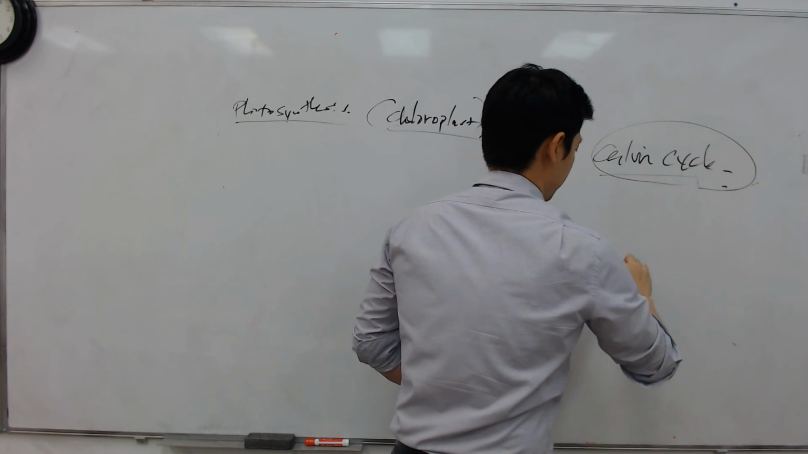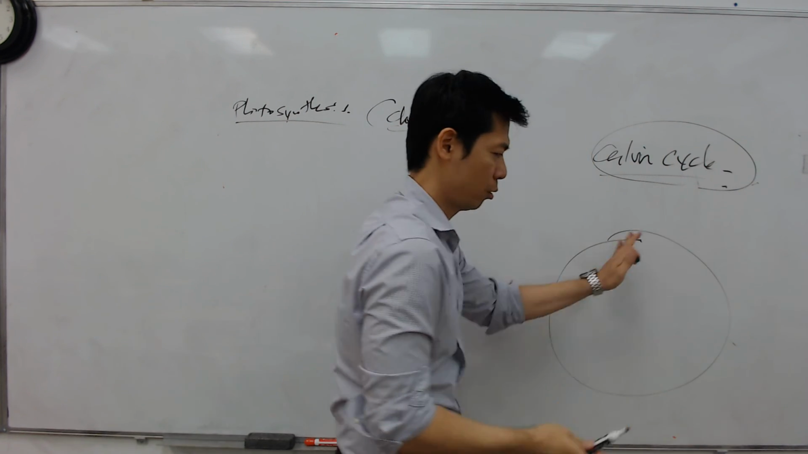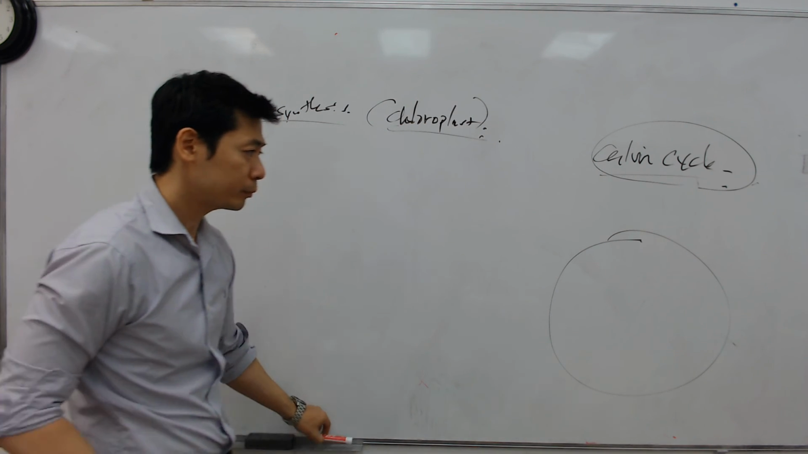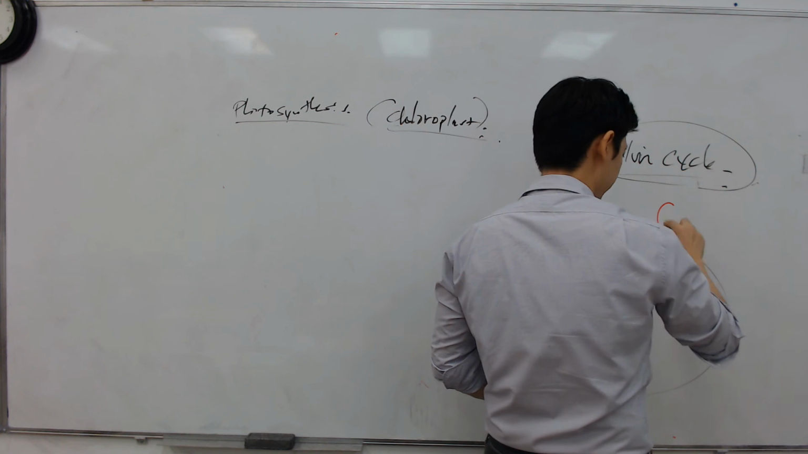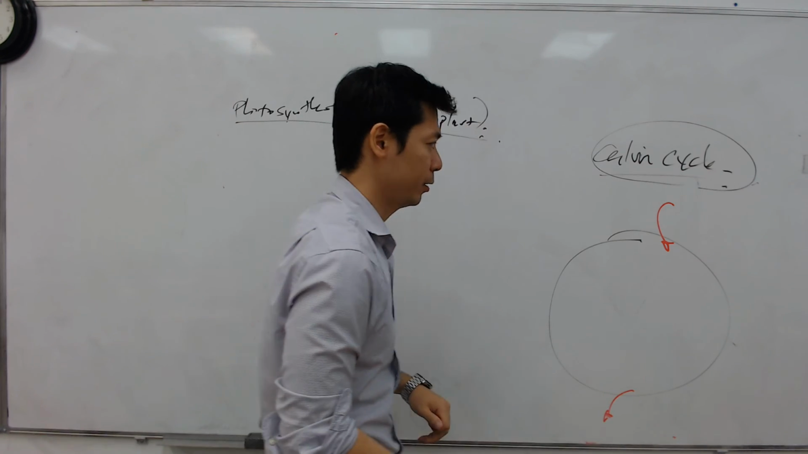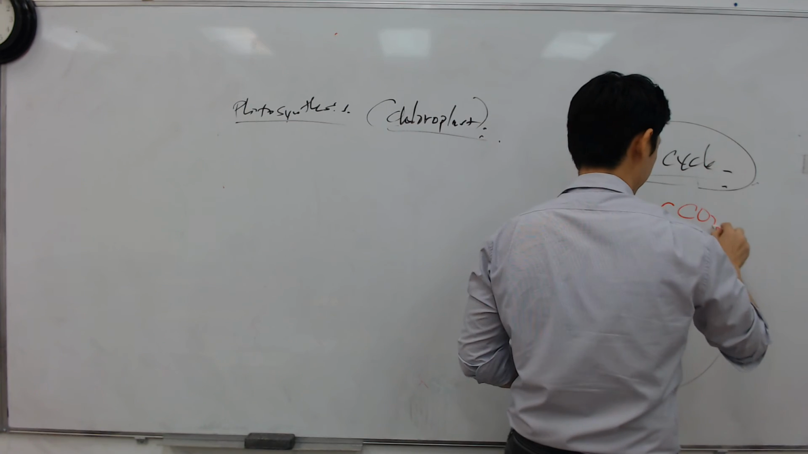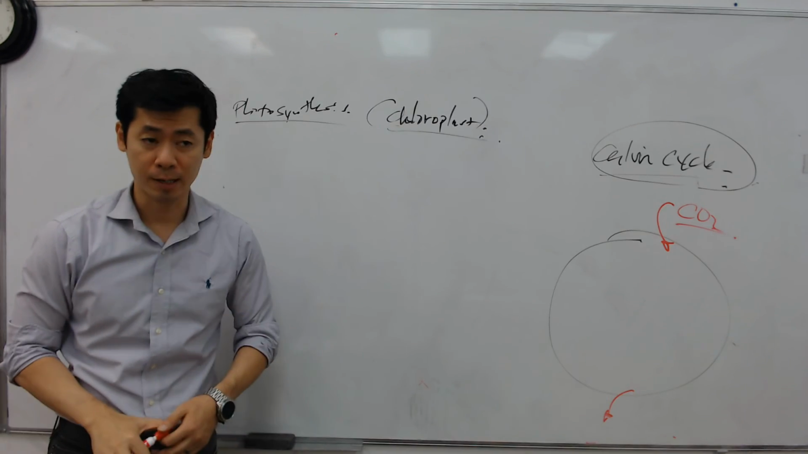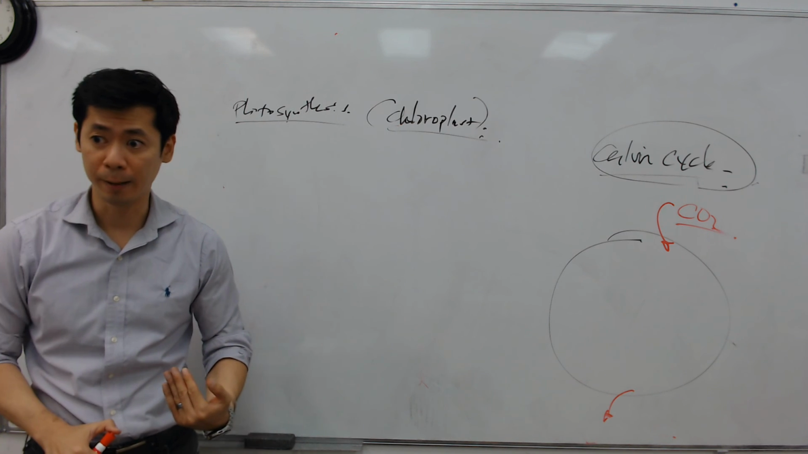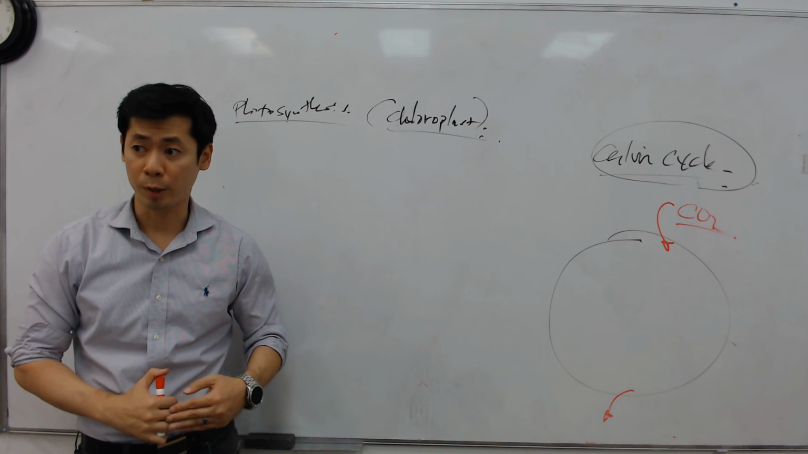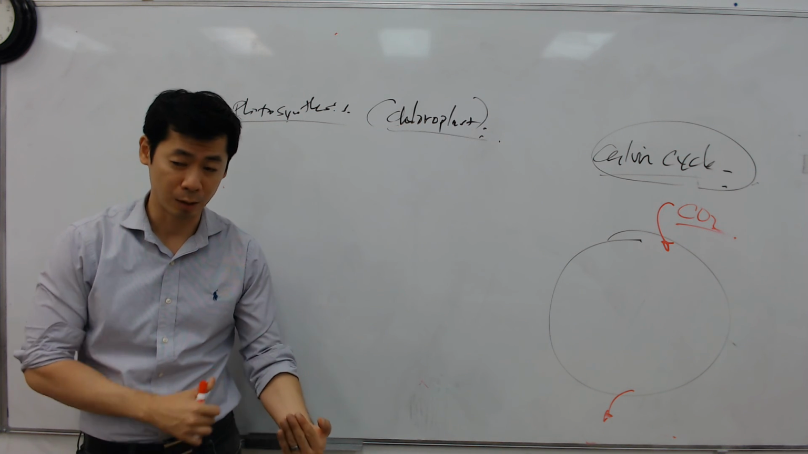So for the Calvin cycle, I'm not going to draw all the molecules right now, but you should understand what goes in and what comes out. At a high level, you have to put in CO2, carbon dioxide. Carbon dioxide was a product of respiration.